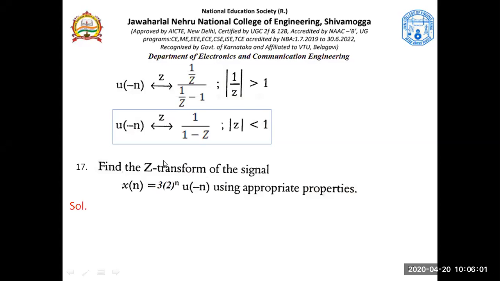See, what is the question here? Find the Z transform of the signal x of n, given by 3 into 2 power n u of minus n, using appropriate properties. Now, here is one thing that you need to be careful about, which I'm explaining now. This is not a usual signal. You may think that okay, it's 2 power n, it is u of minus n, but it is not actually in the required form. So we need to understand what is that required form we are talking about.